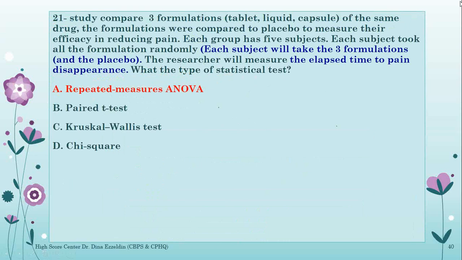Elapsed time. Time is continuous data. So we have continuous data, more than two groups, but dependent because there are three measures for the same group. So repeated measures ANOVA, paired t-test, Kruskal-Wallis test, chi-square, it's repeated measures ANOVA. Repeated measures because it's dependent, the same group, and ANOVA because it's continuous data, more than two groups.